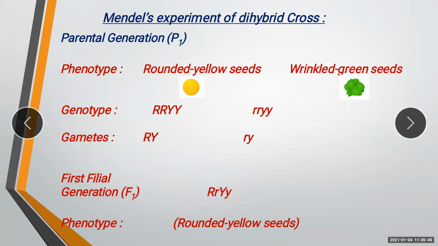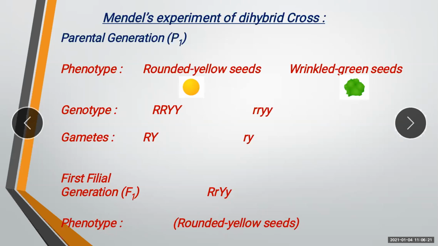So he has found, as it was expected. What do you expect? From the Mendel's monohybrid cross, we have learned that in the first filial generation, all the plants with the dominant characters will appear, right? So here Mendel also expected that the first generation will be all round and yellow. So his expectation was correct. So the phenotype was round yellow seeds. So in the first generation, all the plants were observed with the rounded yellow seeds.